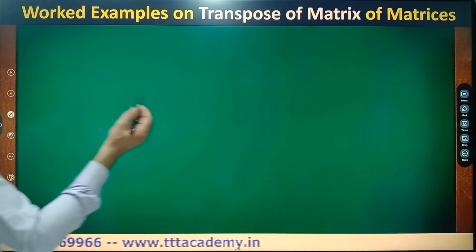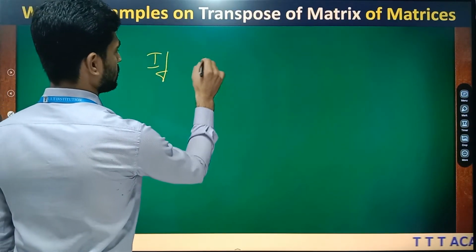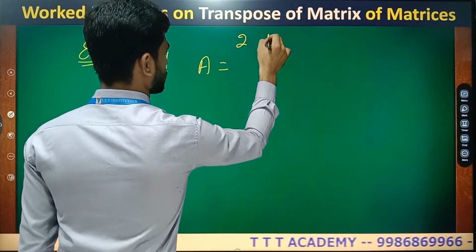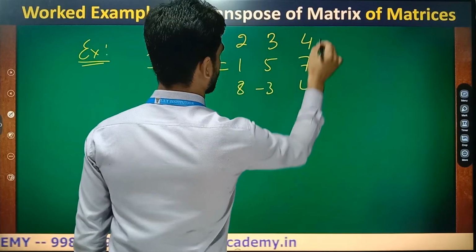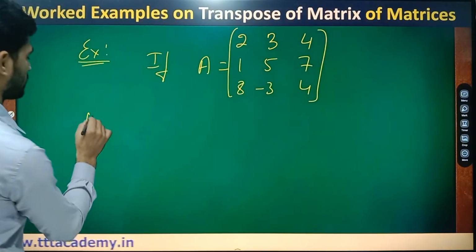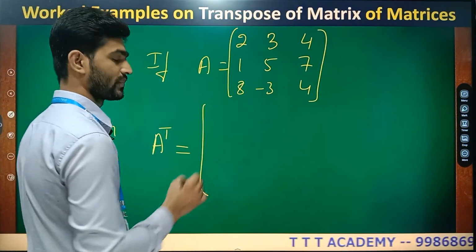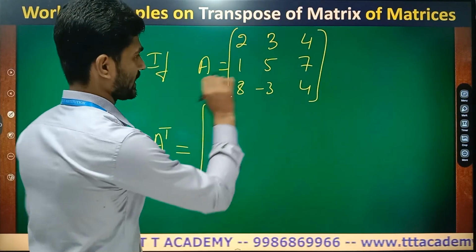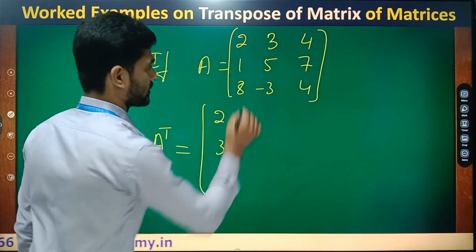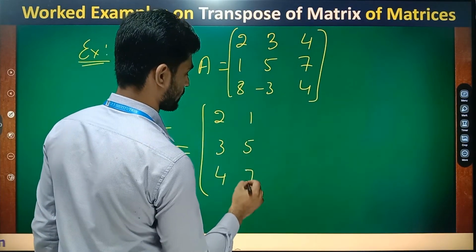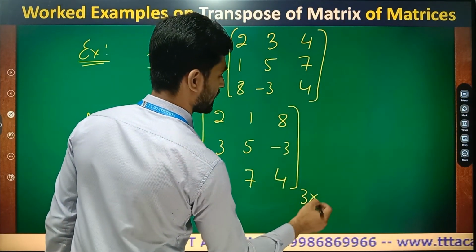This is one more example I am going to consider. Example problem: if A equals 2, 3, 4, 1, 5, 7, 8, minus 3, 4. This is a matrix. Then A transpose equals, what does transpose mean? It is interchanging of rows into columns. So the first row elements we write as the first column, 2, 3, 4. Second row's elements are 1, 5, 7. Third row elements are 8, minus 3, 4. This is the transpose of A matrix.